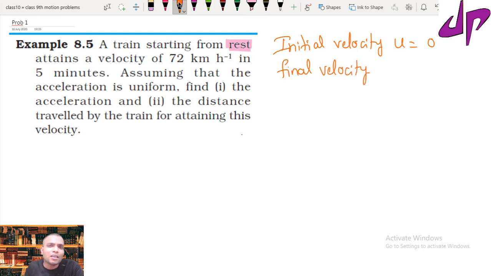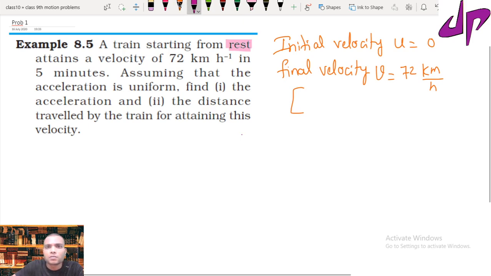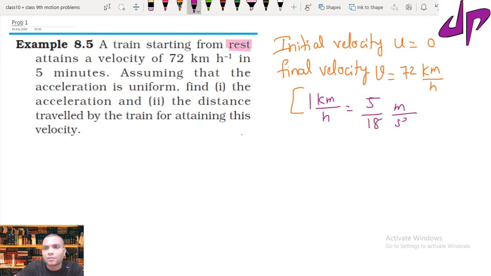Because the train is initially at rest, after it started to move, it gains a velocity that is given. For us, the final velocity v equal to 72 km per hour. So when we solve the problems, we need to convert this kilometer per hour to meter per second. And we know that conversion, 1 kilometer per hour equal to 5 by 18 meter per second.